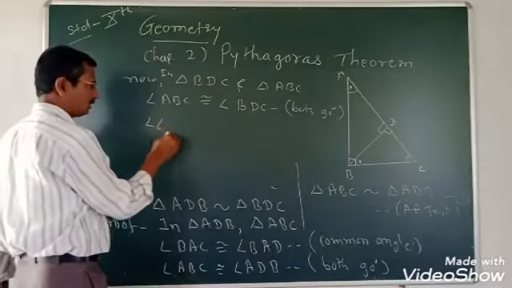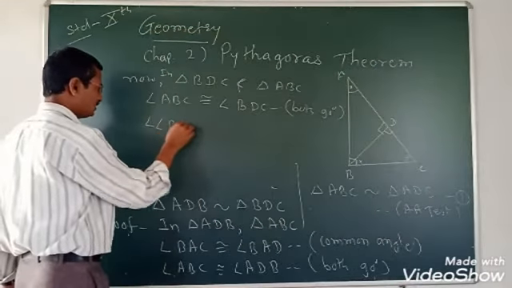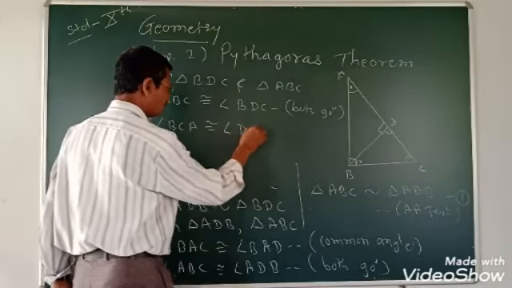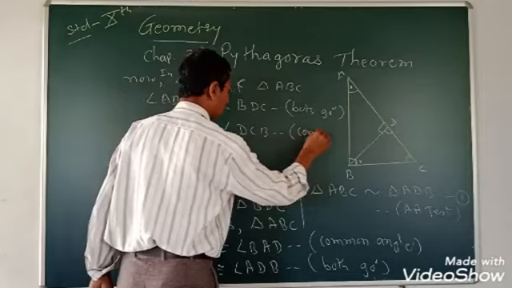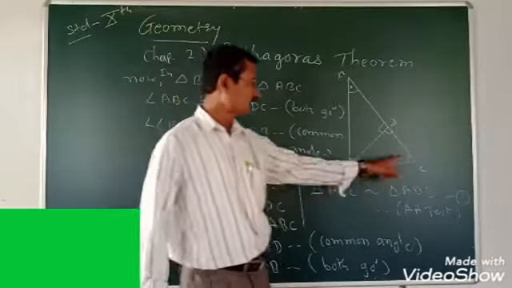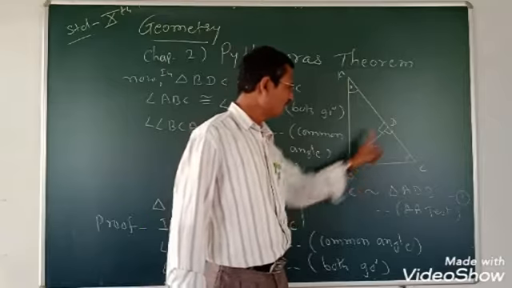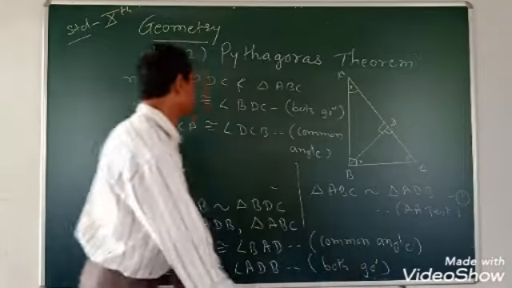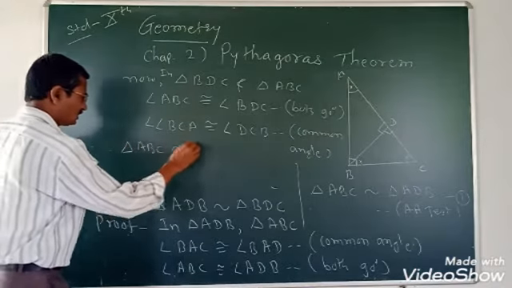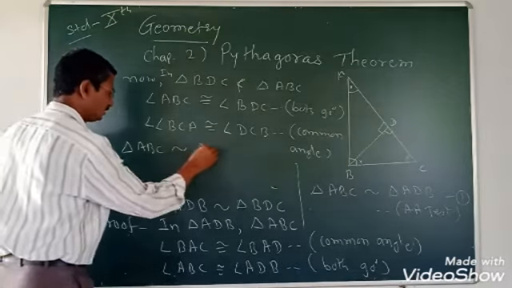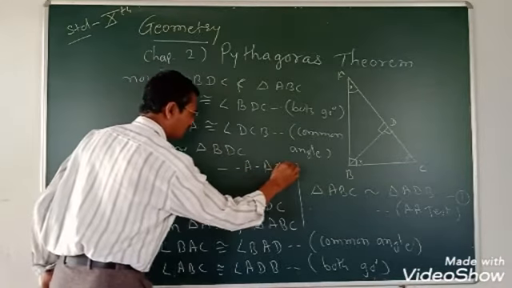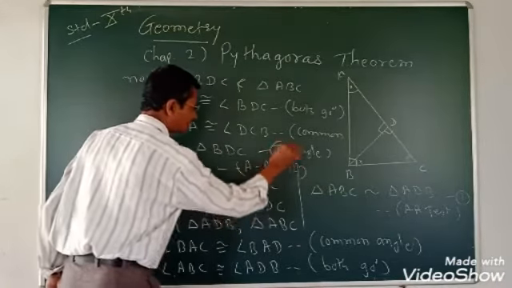Angle BCA is congruent with angle DCB, right here, common angle. This angle is common between ABC and BDC in these two triangles. And again, therefore, by angle test, triangle ABC is similar to triangle BDC by angle test. Now it is second.